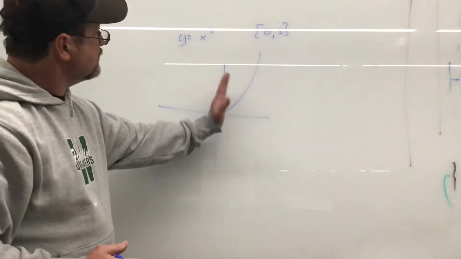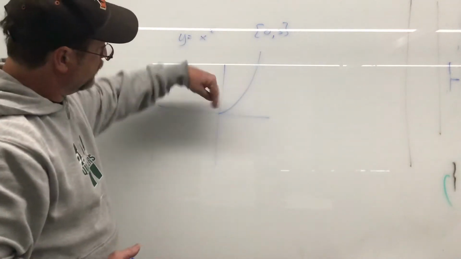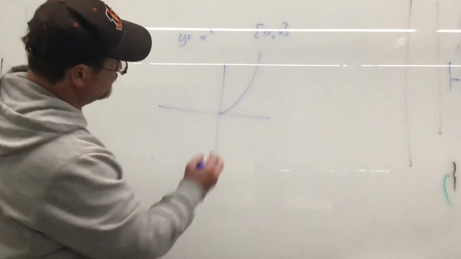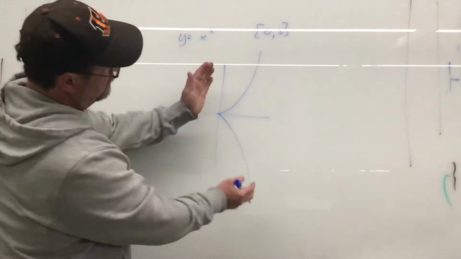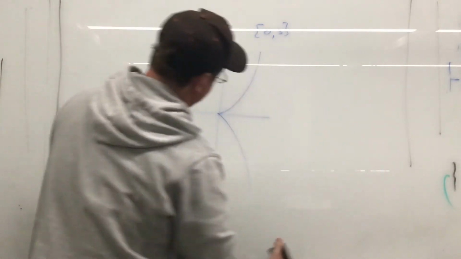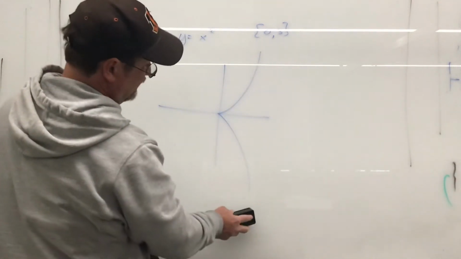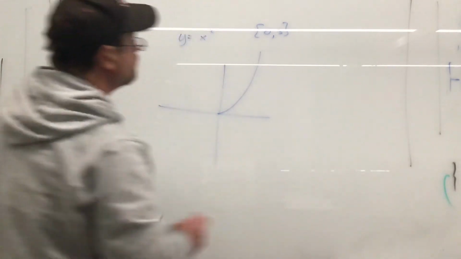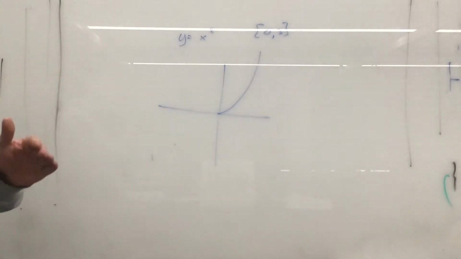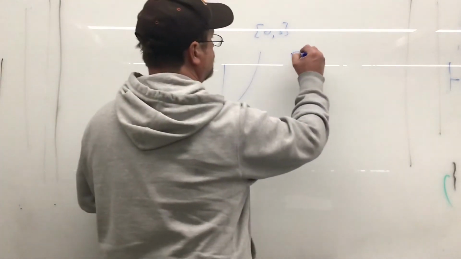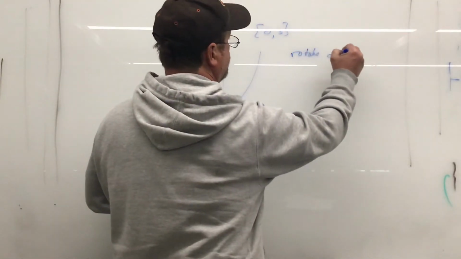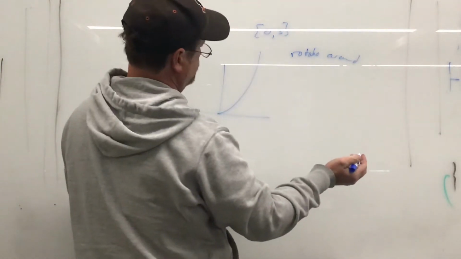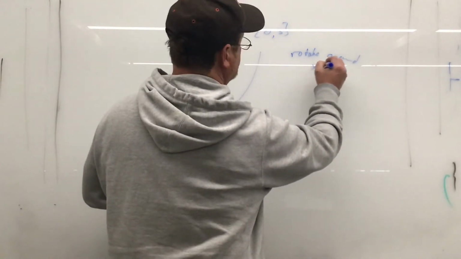the y-axis, would form like a bullet shape pointing down. I could rotate it around the x-axis and it would form something that looked like this. Kind of like a spinning top almost, if you looked at it from the side. But instead of doing that, this time I'm going to rotate around, let's say x equals 3.